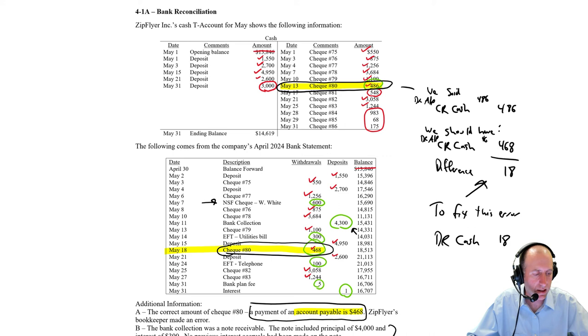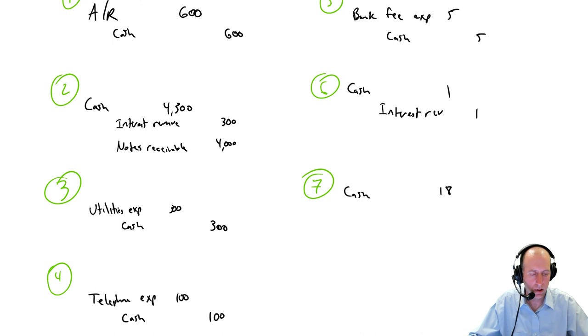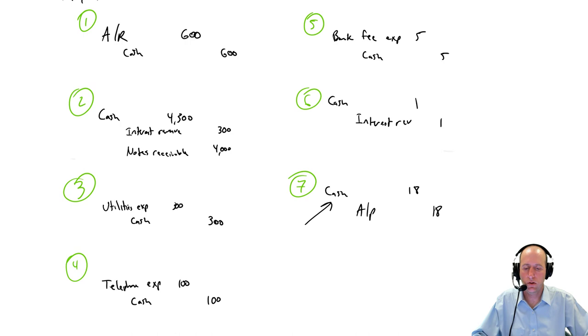And so to fix the error, we debit cash 18, we credit AP, because that's the other piece of it, 18. So let's credit our accounts payable, $18. So we screwed up cash, but we screwed up AP at the same time. So when we fix cash, we're going to fix AP at the same time. Okay, let me zoom out so all of our journal entries can be on the page.